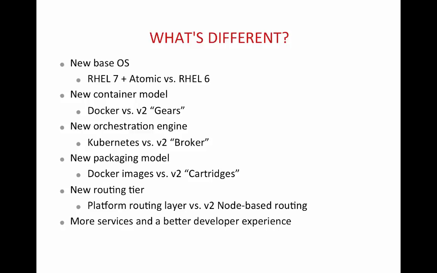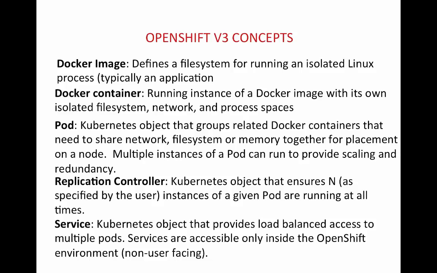The new orchestration engine, instead of the OpenShift broker in version 2, is going to be replaced by Kubernetes. Specifically, the Kubernetes master will take the place of the broker. The new packaging model for technologies would be Docker images in place of OpenShift cartridges in version 2. The new platform routing layer would replace the node-based routing, right? And you get better services and better developer experience.